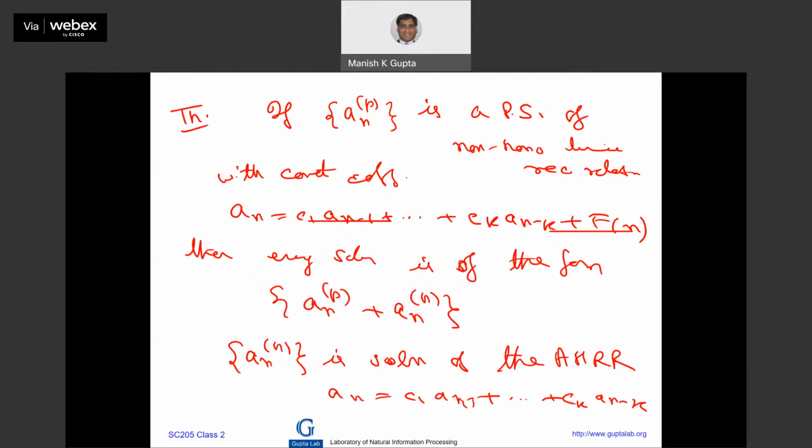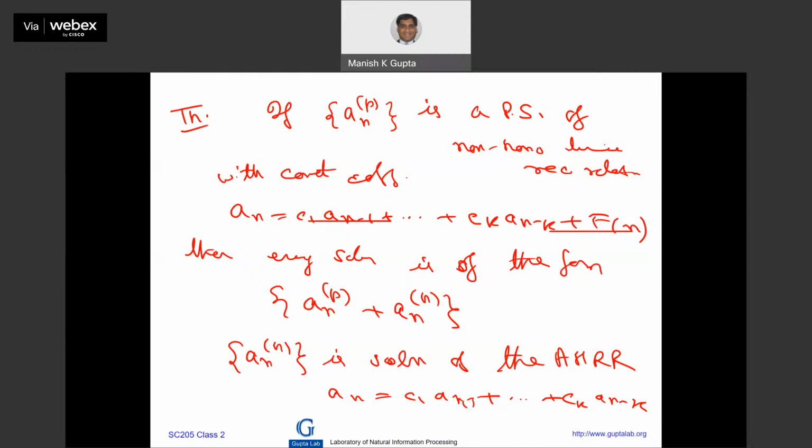So you look at the non-homogeneous recurrence relation. From that, you form an associated homogeneous recurrence relation, where the F(n) part is 0. Solve it using the auxiliary equation or characteristic equation. Find the roots. Roots could be r1, r2, whatever, rt with certain multiplicities. So the first root occurs m1 times, the second m2 times, and so on. Then you have the general solution of the homogeneous equation.